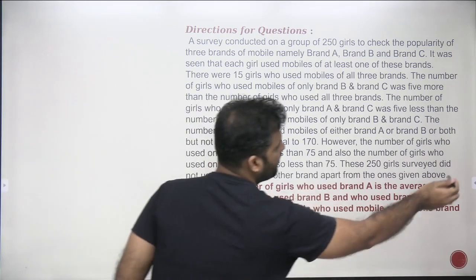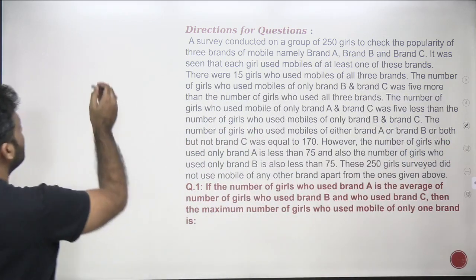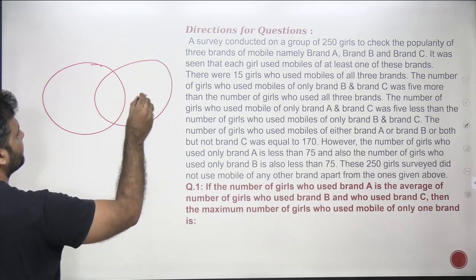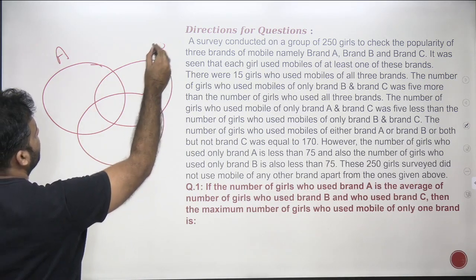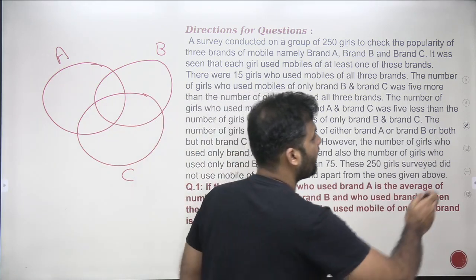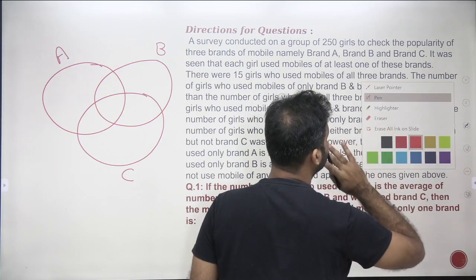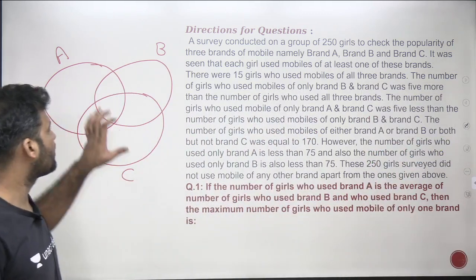So let's make a basic Venn diagram, right? The important point here is the number of brands is three. So brand A, brand B, and you have brand C, right? This is brand A, this is brand B, and this is brand C. And the total number of girls is 250, and there is not even a single girl who does not like any of these three brands. That means every girl likes at least one of these three brands.